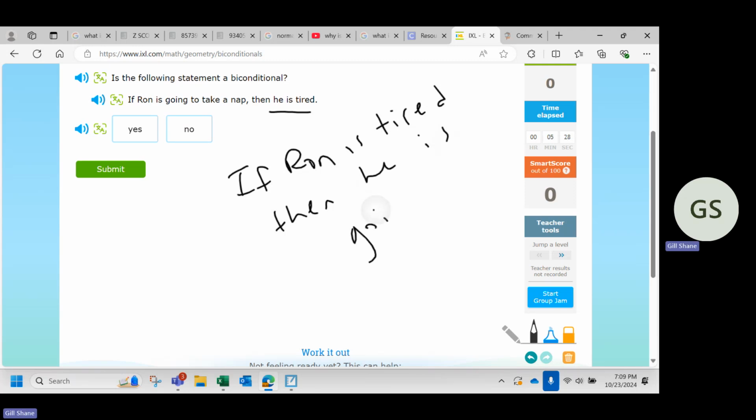So this is the converse. So this is your first step, right? The converse of the original. I'm just going to write going to nap. Should be going to take a nap.